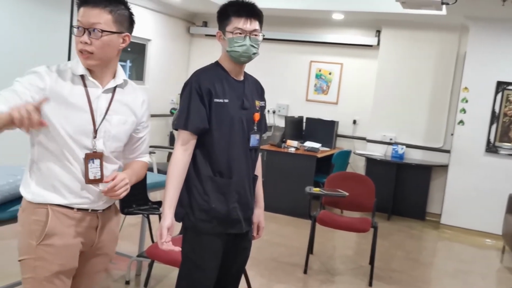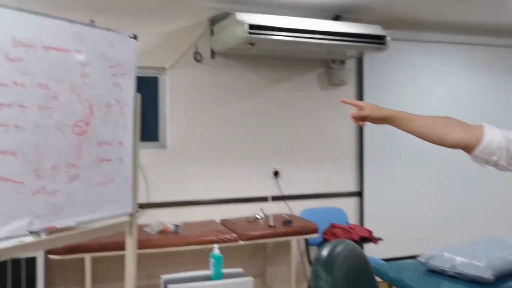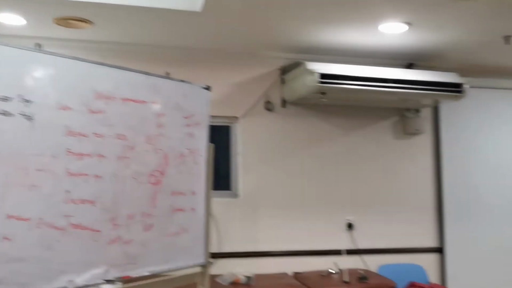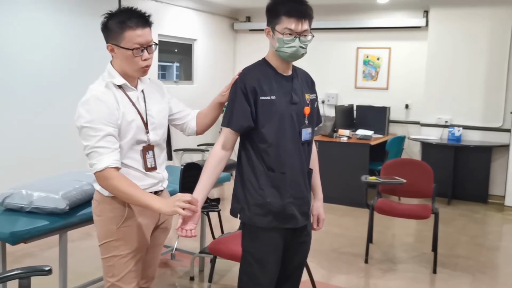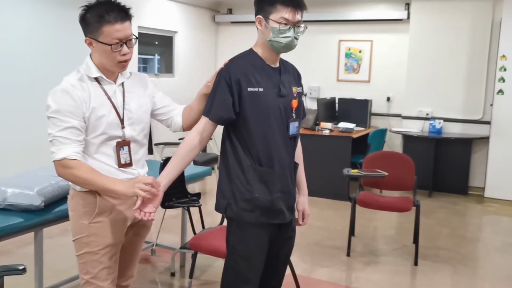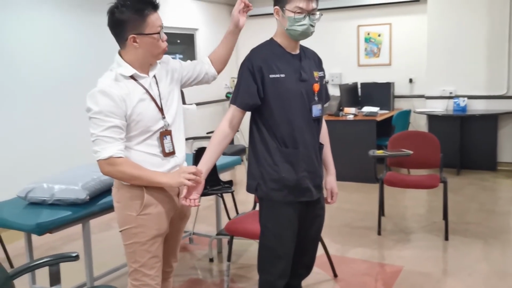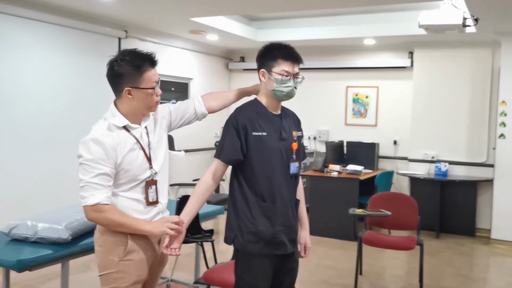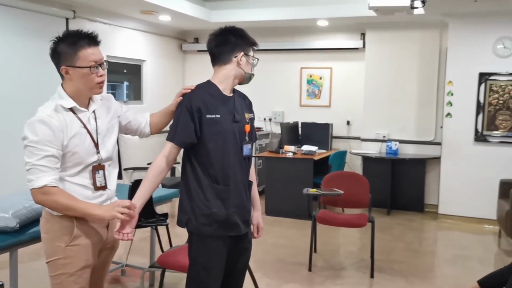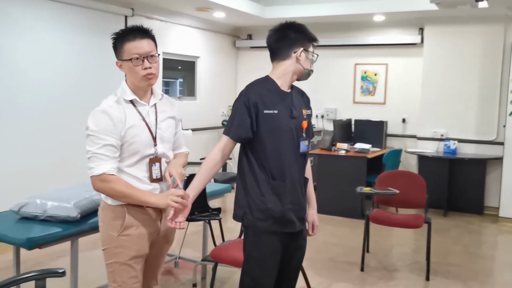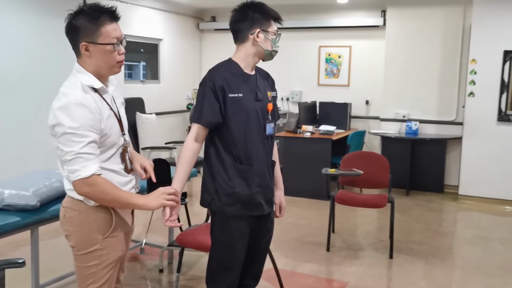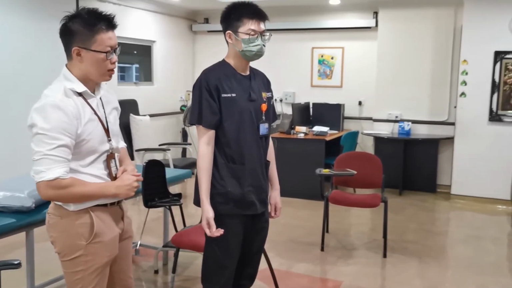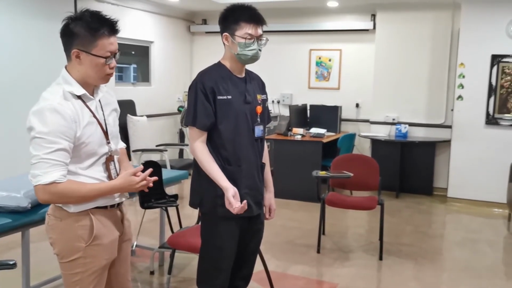Now, Wright hyperabduction test. Okay? Again, you palpate the radial pulse here. You extend the shoulder, externally rotate the shoulder. Ask the patient to look towards the contralateral side, left hand side. Okay? This maneuver causes reduction in the volume of the radial pulse. This is called a Wright hyperabduction test. Again, it indicates there's a thoracic outlet syndrome.